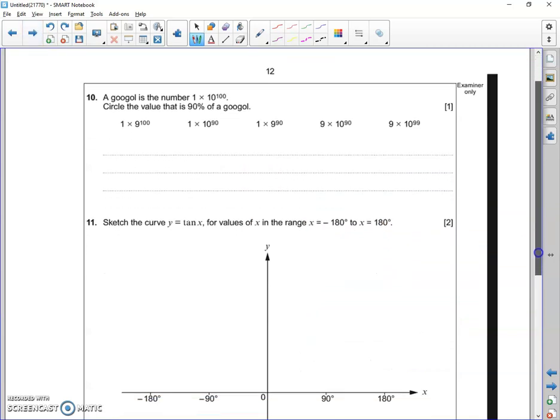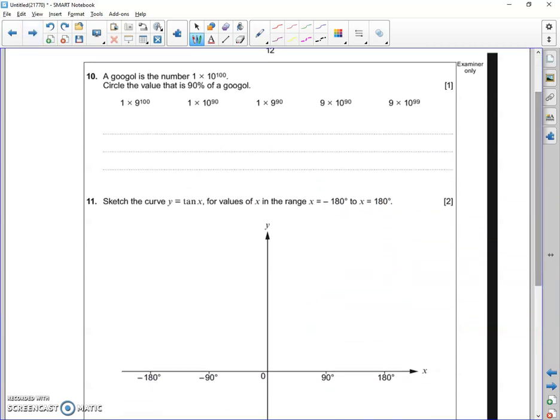Question 10. A googol is the number 1 times 10 to the power of 100. Calculate the value that is 90% of that. Okay. Well, 10% of it you would divide by 10, and when you do that, the power will drop by 1. So that would be 1 times 10 to the power of 99. That would be 10%. So 10% of the number would be 1 times 10 to the power of 99, divided by 10, drop the power. So 90% is 9 times bigger than that, so 9 times 10 to the power of 99. That's a bit of an odd question, that one.